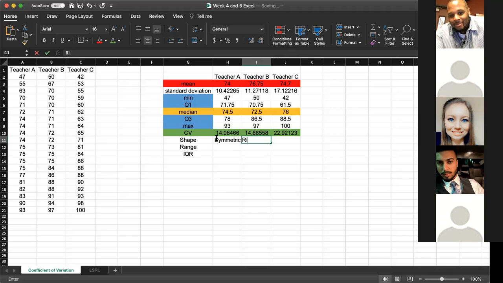That is right skewed. When the mean is greater than the median, remember your mean always lies in the direction of the skew. So if your mean is greater, it's on the right, and it's going to be right skewed. 74.7, 76, the mean here is less than the median. That's going to be left skewed.